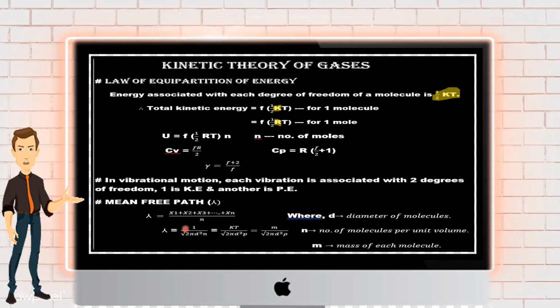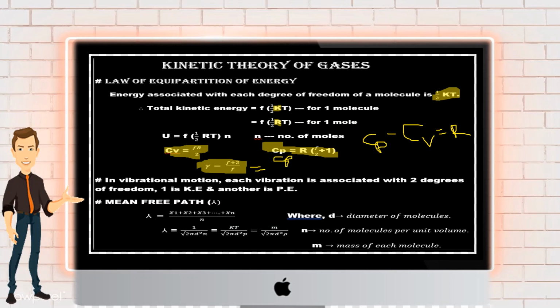From these terms, finding Cv is most useful. Cv is equal to F multiplied by R by 2, meaning the number of degrees of freedom multiplied by R by 2. And Cp is R multiplied by F by 2 plus 1. We should remember this. Simply, if we get one, we can find the other by using the relation Cp minus Cv is equal to R. And for finding gamma, make a note of this formula also. Gamma equals F plus 2 by F. Simply, gamma is equal to Cp by Cv.